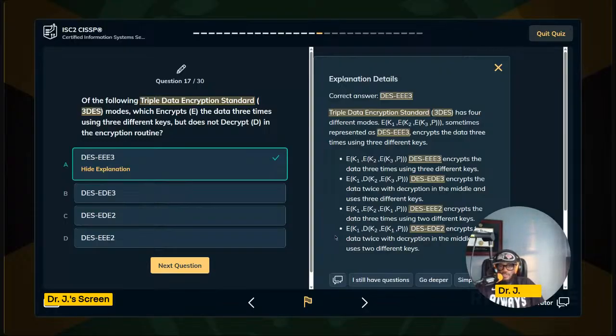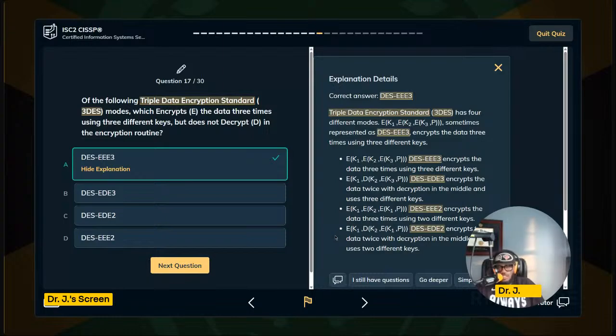All right, so the first choice is the one we picked. That was the correct answer. Now, for the second one here, that's EDE3, so that encrypts the data twice with decryption in the middle and uses three different keys. The third choice here, that's triple E2, encrypts the data three times using two different keys.